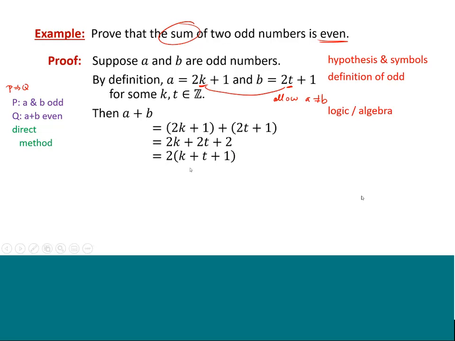So you guys have worked with integers for years and years. What do you guys think? If you have some integer k plus some integer t, which may or may not be equal to k, plus 1, is this expression inside the parentheses still an integer? What do you guys think? Don't overthink it. Integer plus integer plus integer. Is it still an integer?